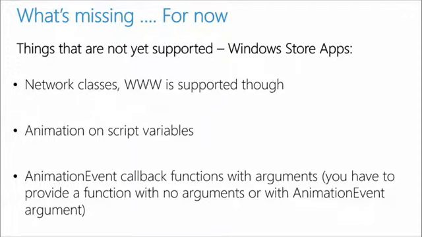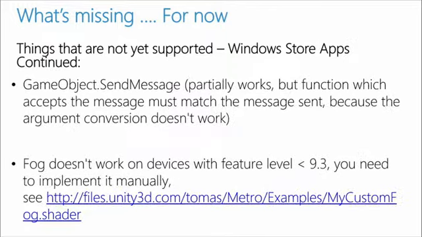Another one around animation is the animation event callback functions. You can pass in a function without any arguments, or one that includes an animation event argument. So it's not fully supported, it's partially supported. You can still do some of that. Yes, exactly. GameObject.SendMessage partially works, but right now the message must match the message sent, so you can't do argument conversion at this point.